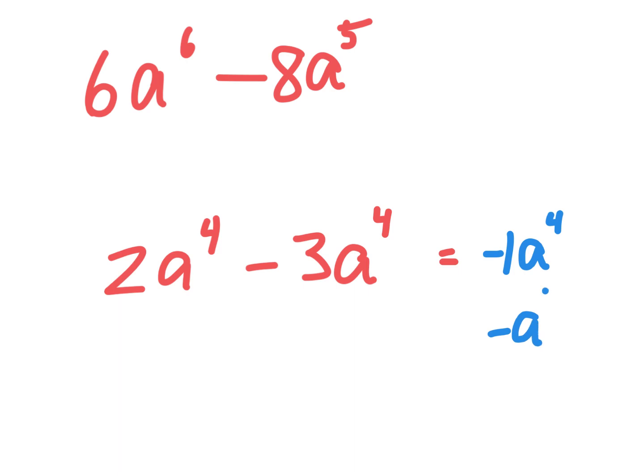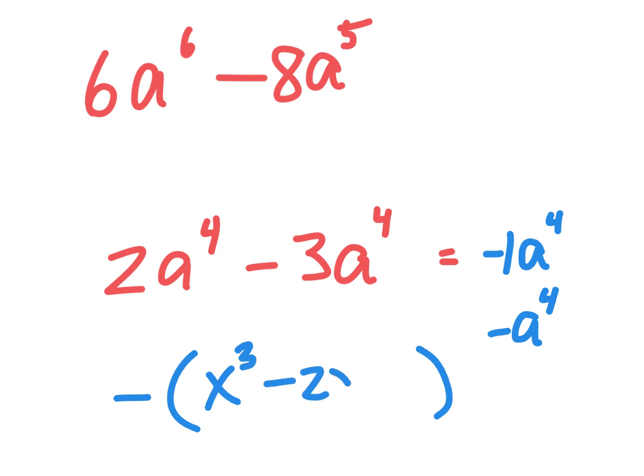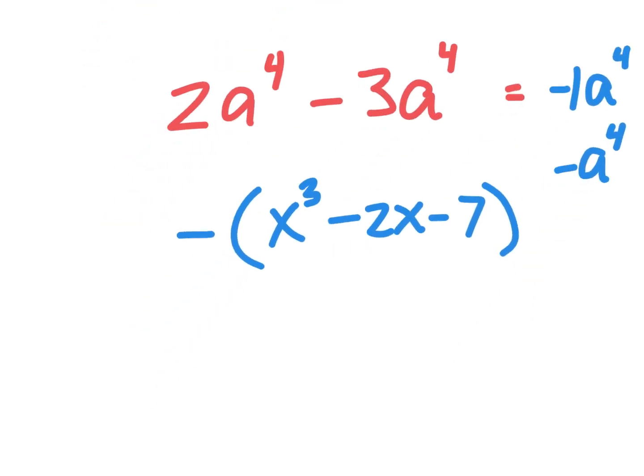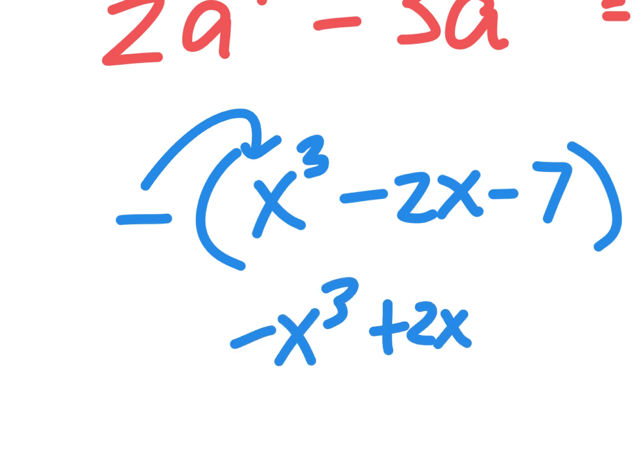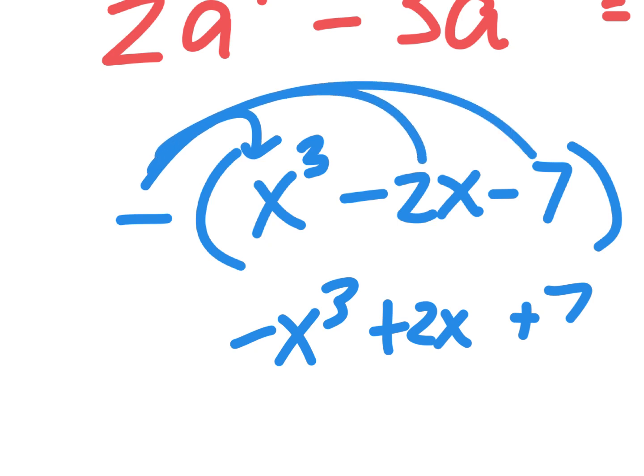All right. So what if you have a negative in front of a whole parentheses? What happens to everything in there? If there's a negative in front of a whole parentheses of stuff, what do you do to them? Yes? You multiply them all by the negative. Yep. So this becomes negative x to the 3rd, positive 2x, and positive 7. They all become the opposite of what they were.